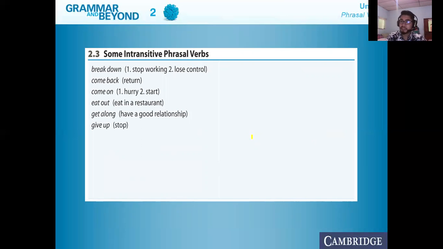Give up, that means to stop, and also that means to stop trying. It is not over here in the presentation, but it means stop trying. Like if you give up on doing something, that means that you stop trying. You're not doing it anymore. Go ahead, start or continue.